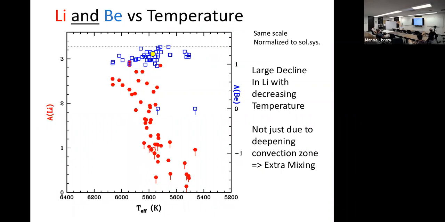Now we have lithium and beryllium versus temperature. So we do see a large decline with temperature for lithium. Beryllium is quite well behaved, but lithium is going down with decreasing temperature. And the amount that it's going down is more than is accounted for by just increasing depth of the convection zone. There's some kind of extra mixing.